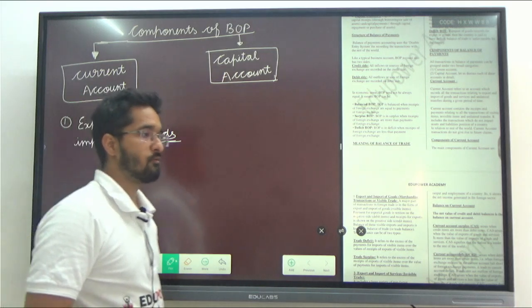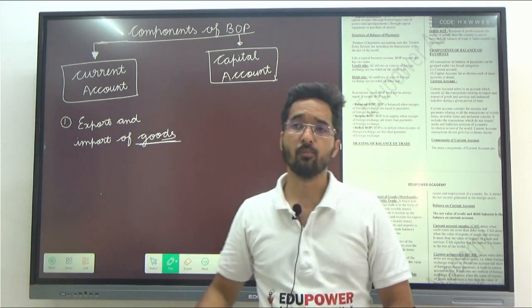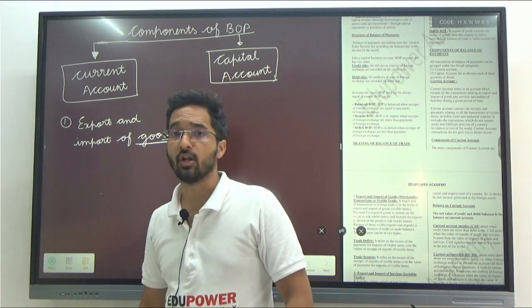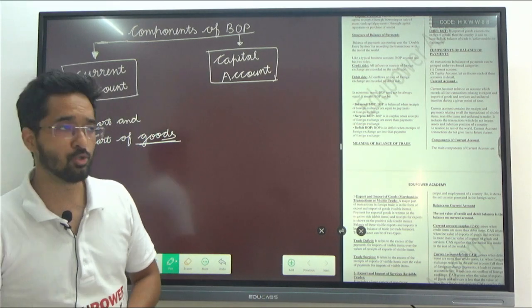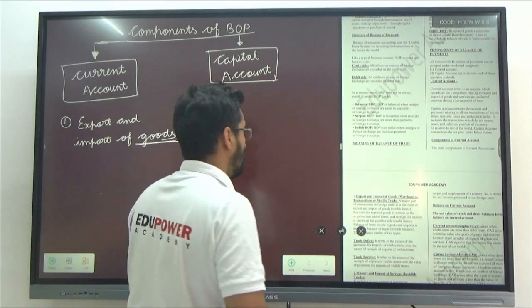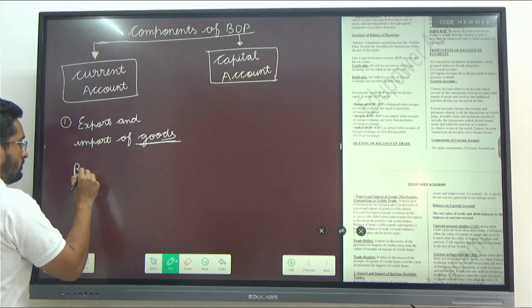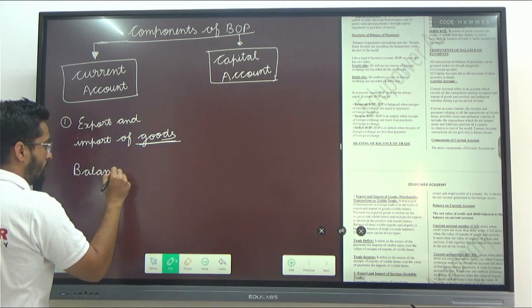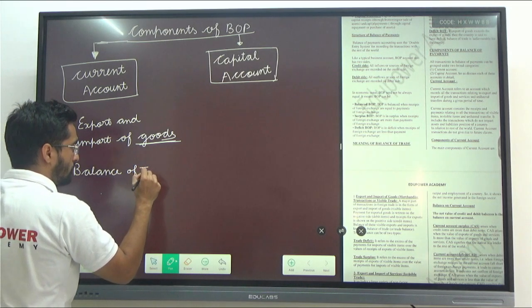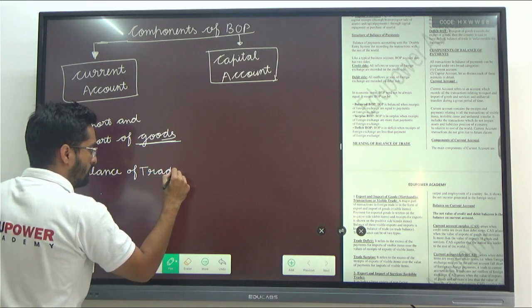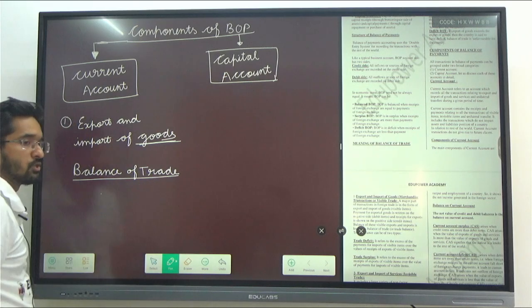Okay. So, we have already discussed how the export and import of goods take place. It is through big container ships that the export and import of goods take place. Okay. Now, this thing is called as balance of trade. What is balance of trade?